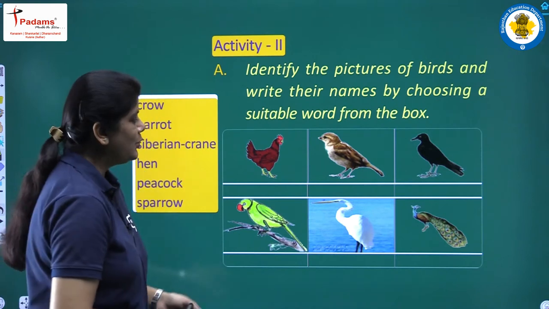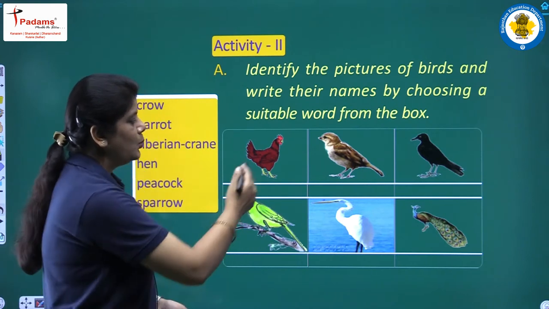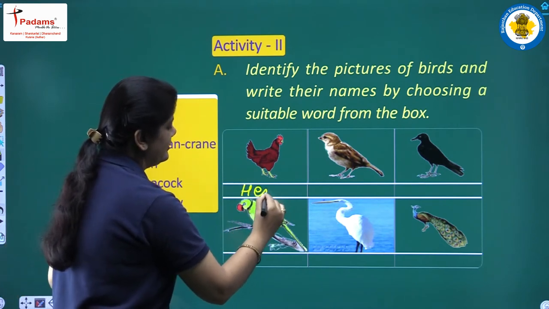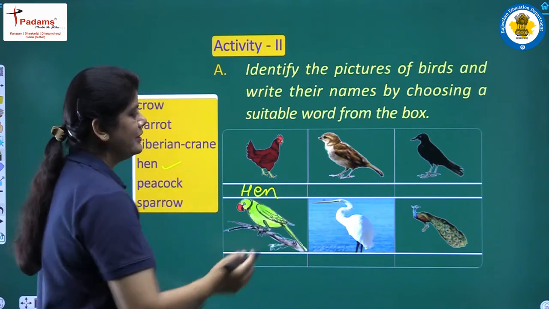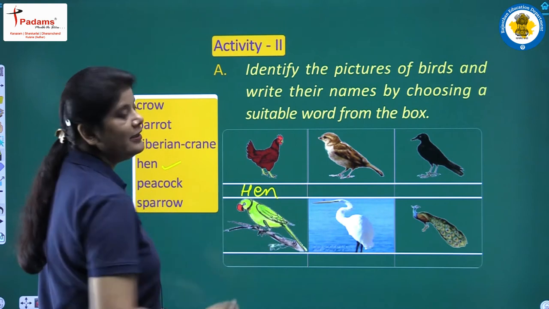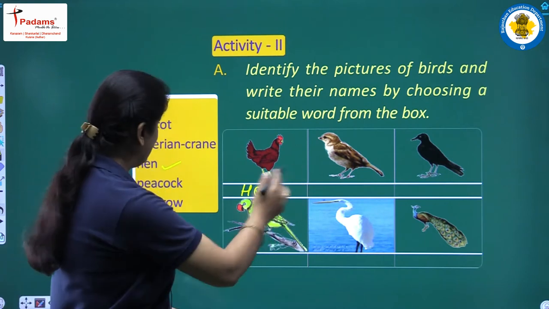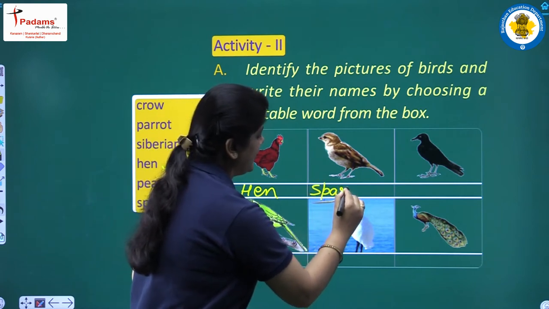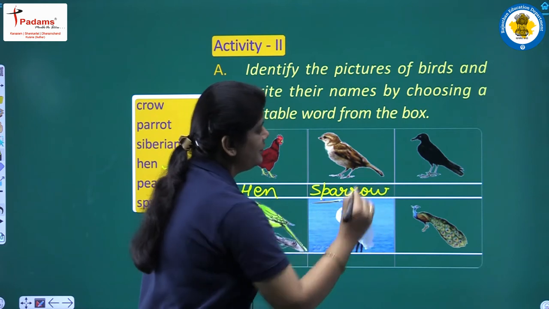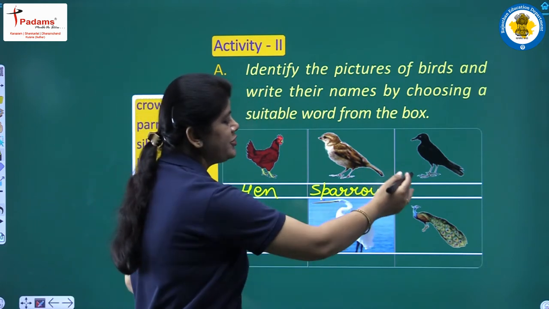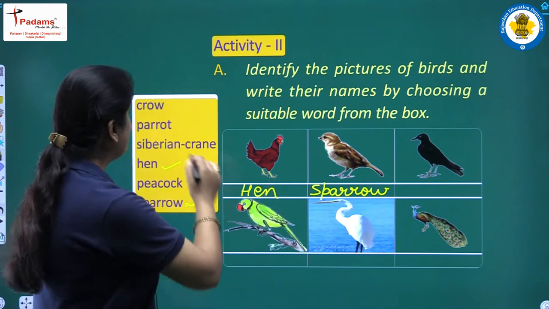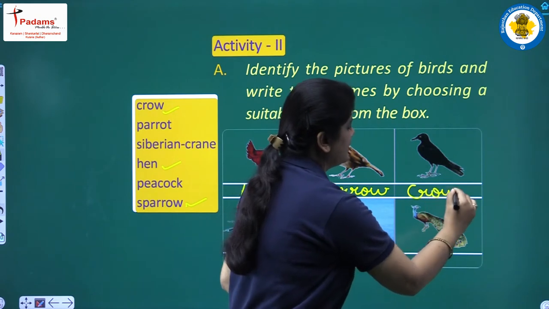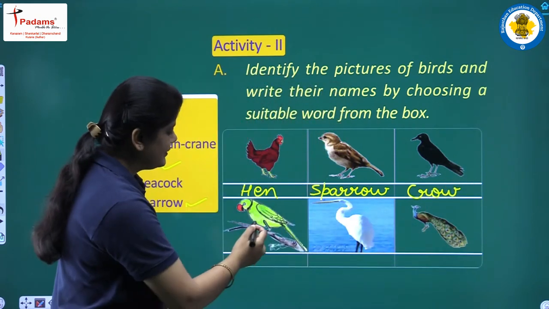Okay, so let us see first picture. What is this? This is hen. So we will write here hen. Hen is done. Next, this bird, which bird is this? This is sparrow. So we will write here sparrow, S-P-A-R-R-O-W. And which bird is this? This is crow. So we will write here crow.